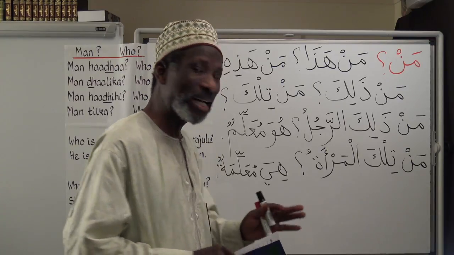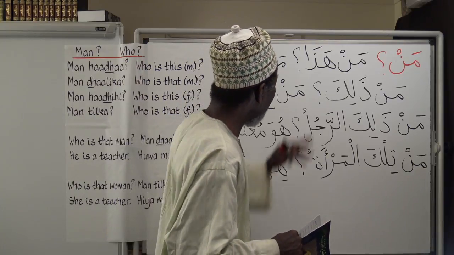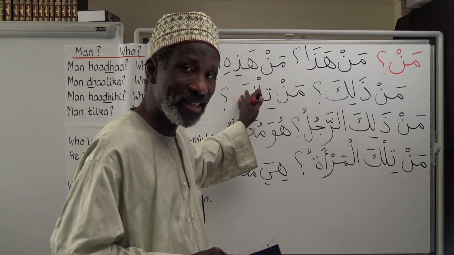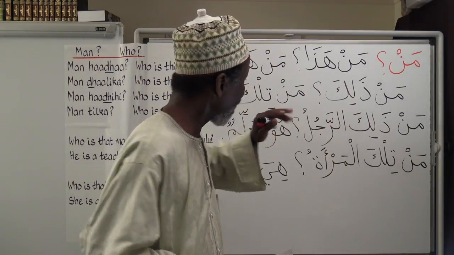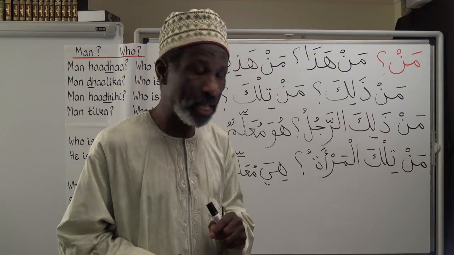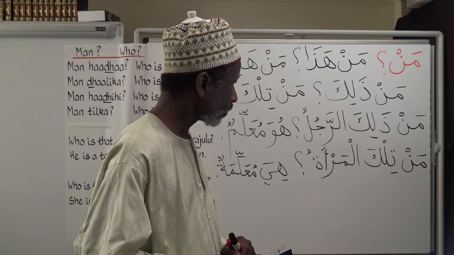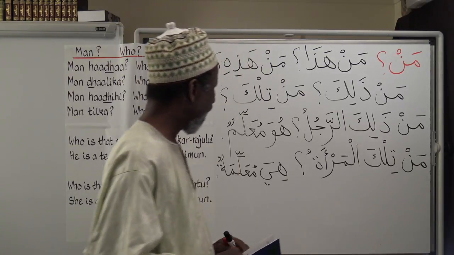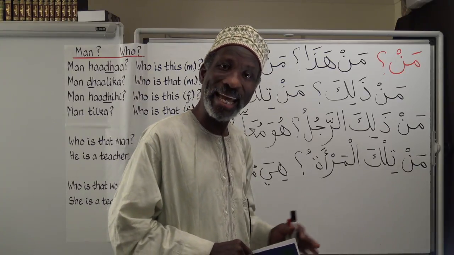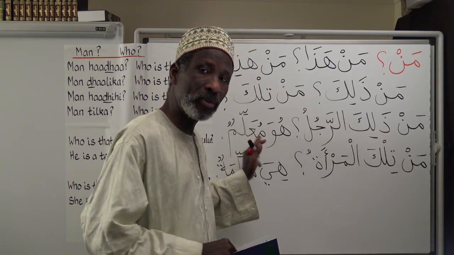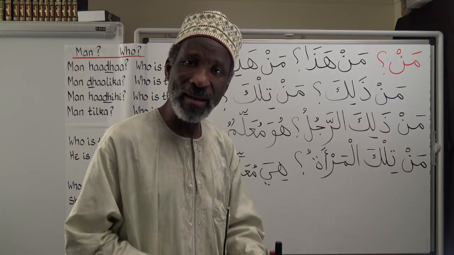Now note how we are matching the gender. Here we say هذا, but here I say هذه for female. ذلك for that, for masculine. And تلك is for feminine. Man stays the same, no changes at all. We have huwa and here for female, she is. Huwa is he is. Muallimun, that's a male teacher. And muallimatun, a female teacher.